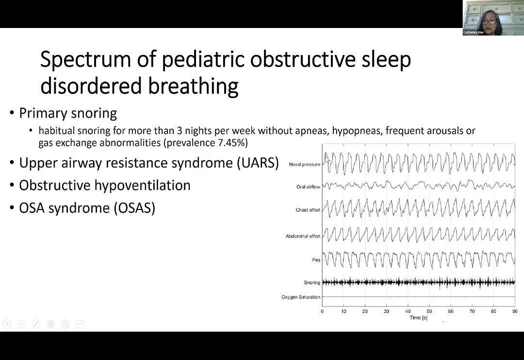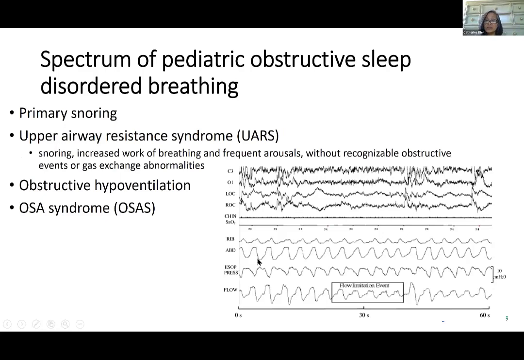So you can see here that you have a nice airflow on your nasal pressure transducer. So you can actually measure airflow through the nasal pressure transducer or your thermistor. And these are the chest and the abdominal efforts. So you can see that the effort is synchronous. So primary snoring, you really only identify that vibration of the tissue.